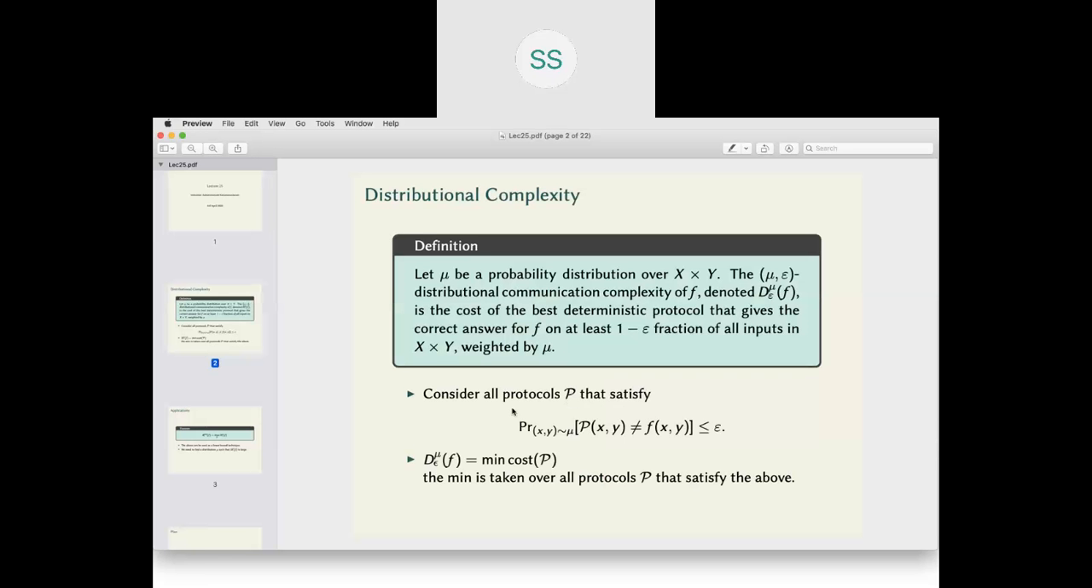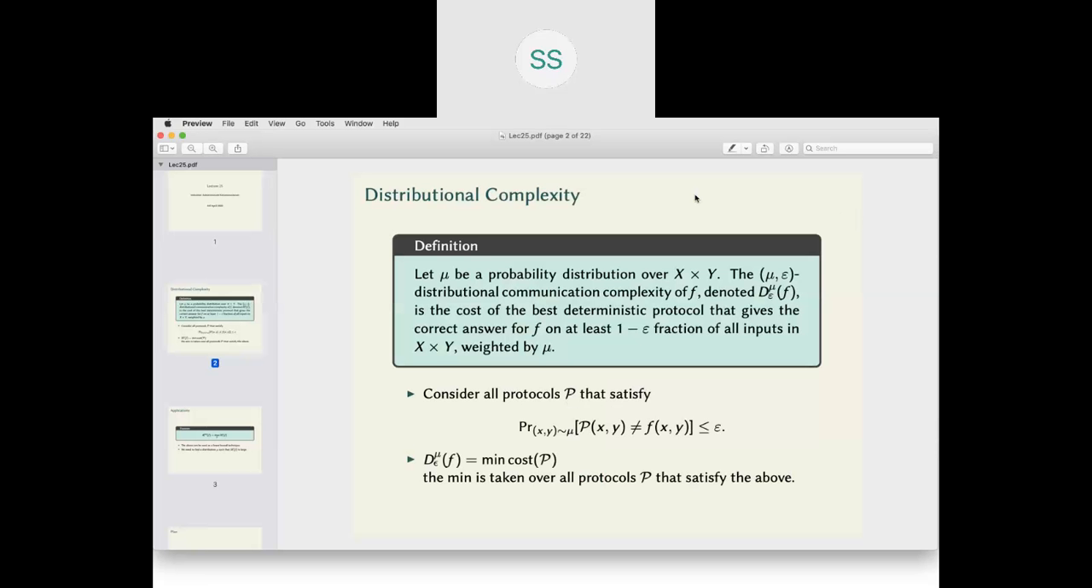Some of this we saw last time. Distributional complexity is something we are already familiar with. Given a probability distribution mu over the inputs, the distributional complexity of a function is the cost of the best deterministic protocol that gives the correct answer on at least 1 minus epsilon fraction of the inputs.